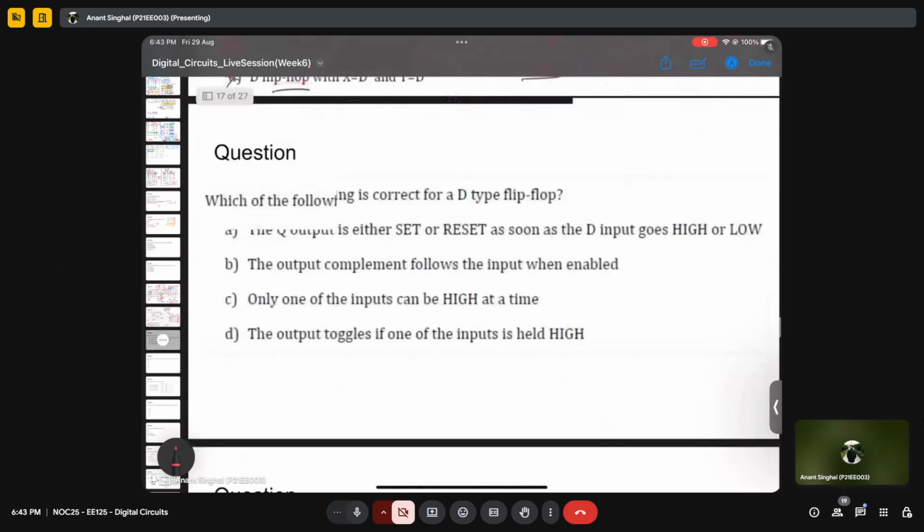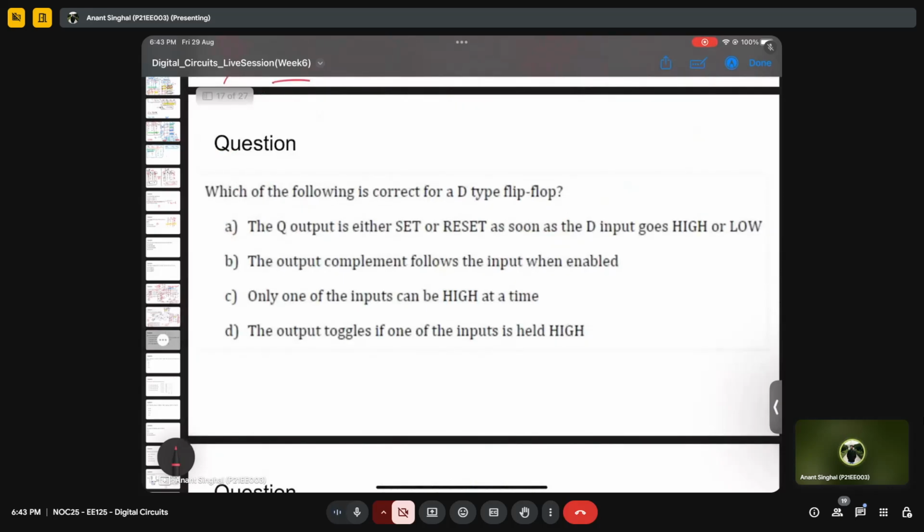Yes. Okay. So let's move to the next problem now. It says which of the following is correct for a D type flip flop? Let me know the answers in the chat box quickly and then we'll proceed to the next problem.